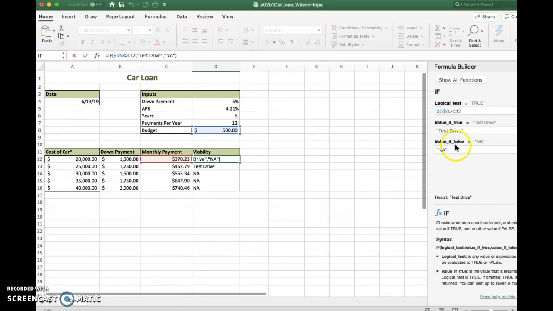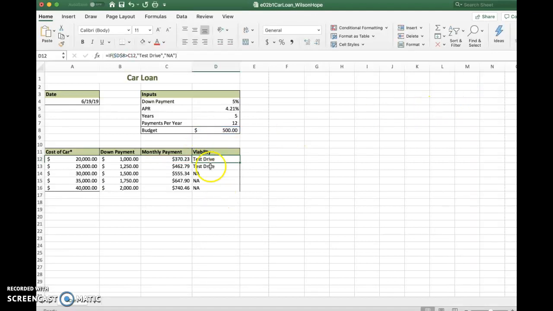If it was false, it would be not acceptable. And these were the results from that, using the fill handle to distribute the rest. And then the monthly payment was calculated using the PMT.